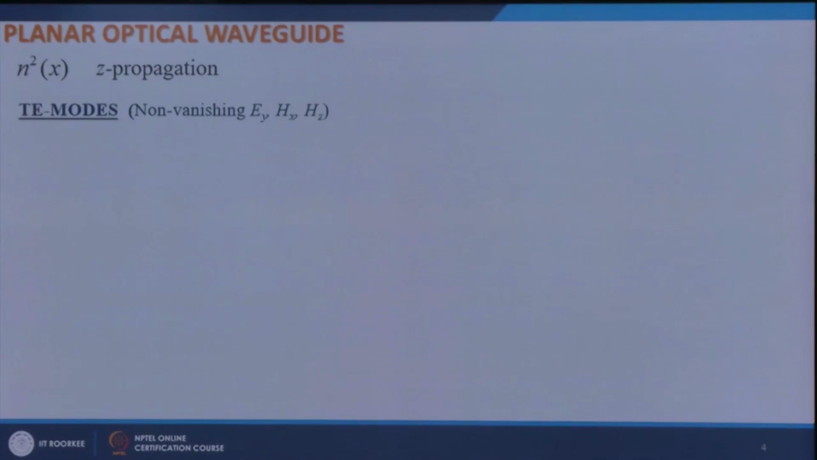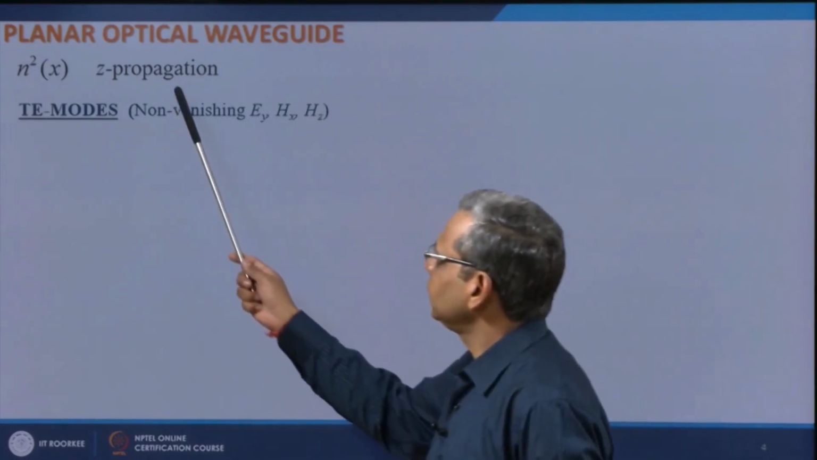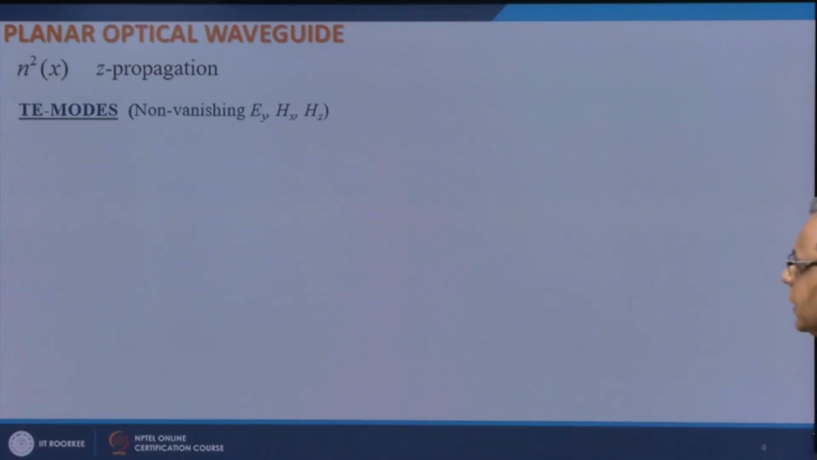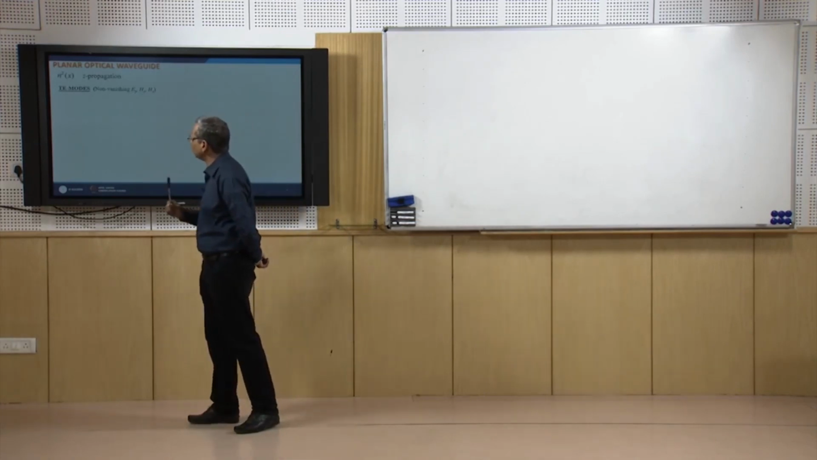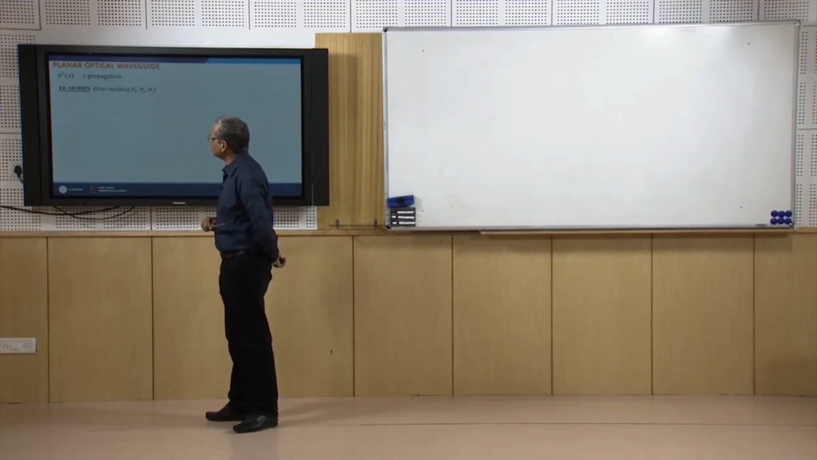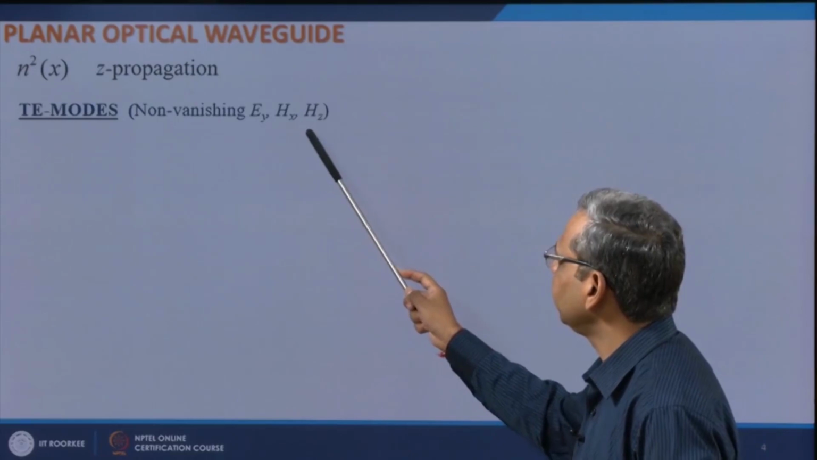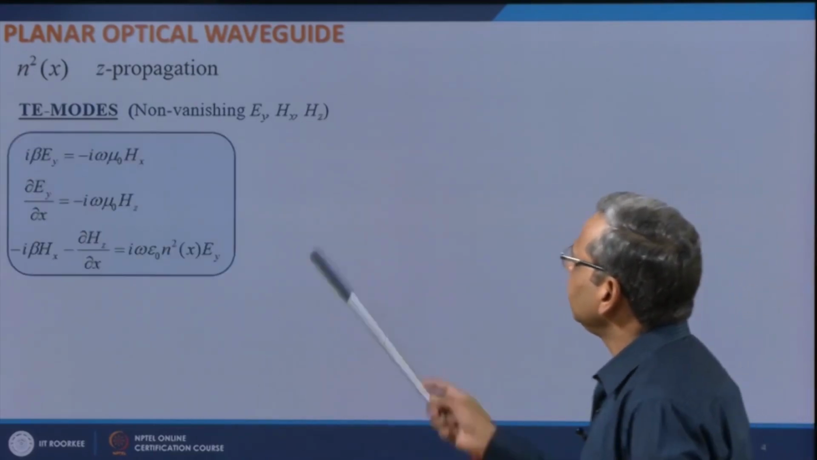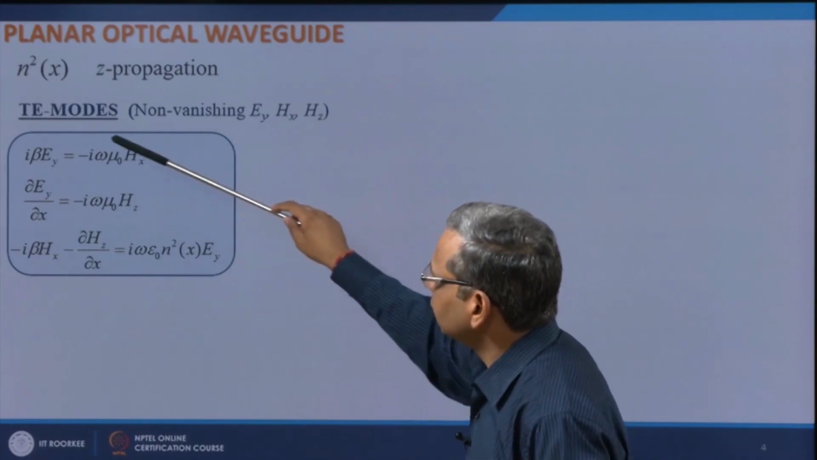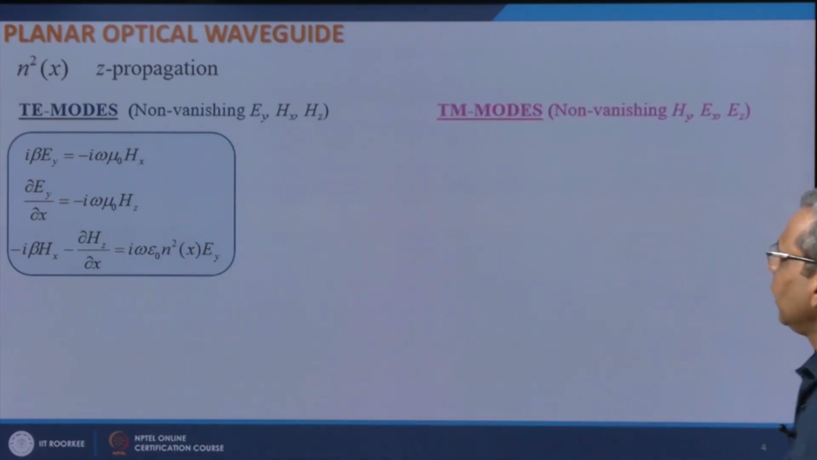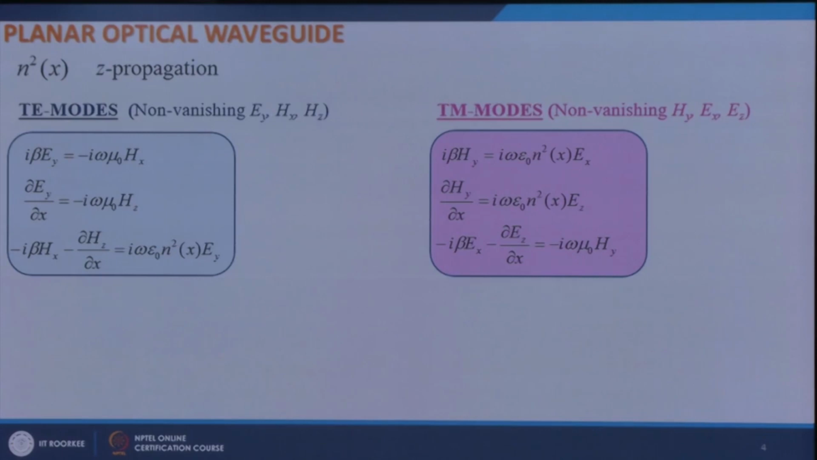Then we considered planar optical waveguide with n square of x variation and propagation in z direction. Then we had seen that we can categorize the modes of such a waveguide into two categories, two polarizations. One is TE modes, where the non-vanishing components of electric and magnetic fields are Ey, Hx and Hz, and these three components are related to each other by these three equations. I can have another category, that is TM mode, TM polarization, where the non-vanishing components are Hy, Ex and Ez, and these components are related to each other by these three equations.